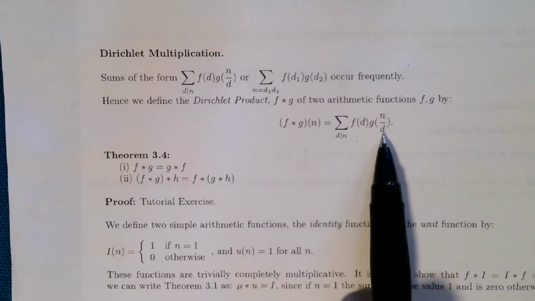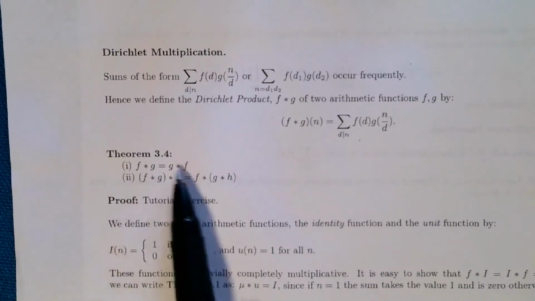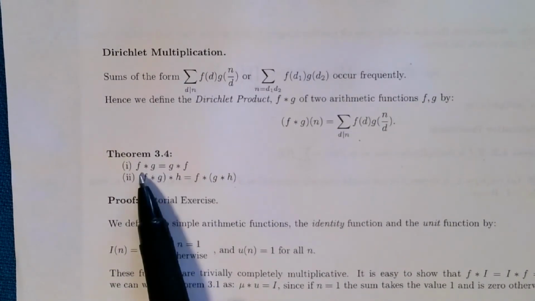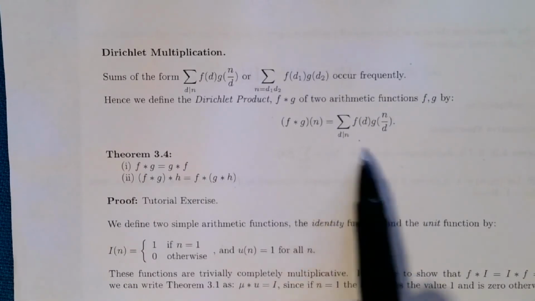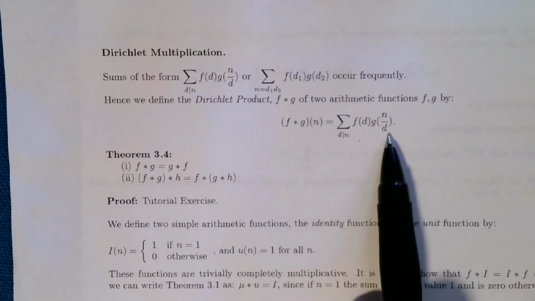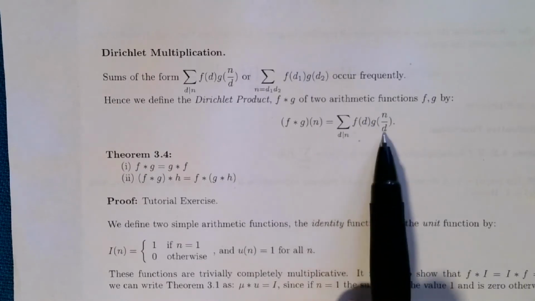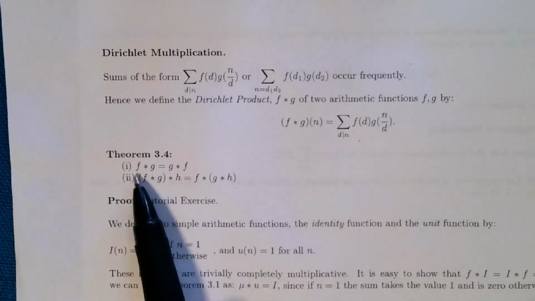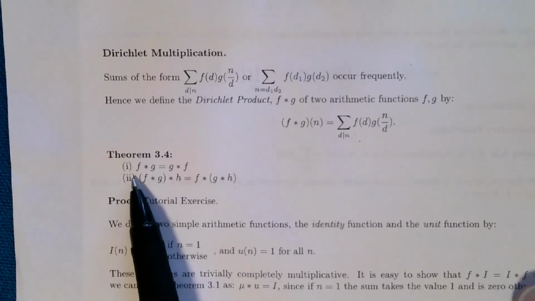Now the first thing to observe, which is very trivial to prove, is that this is commutative, because as d runs over the divisors of n, then n over d runs over the divisors but backwards, and so you can simply say this is equal to f of n over d, g of d. So it follows pretty easily that this new multiplication is commutative.